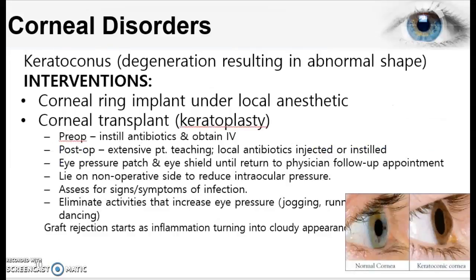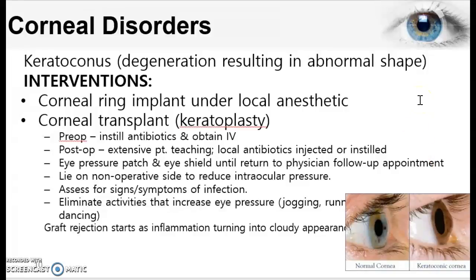going on. Other corneal disorders include one that's called keratoconus, which is a degeneration that results in an abnormal shape in the eye. You can see pictures of this in this bottom right corner. The first eye is normal, and the second one has this cone shape of extension that comes out from it. The cornea is protruding out.